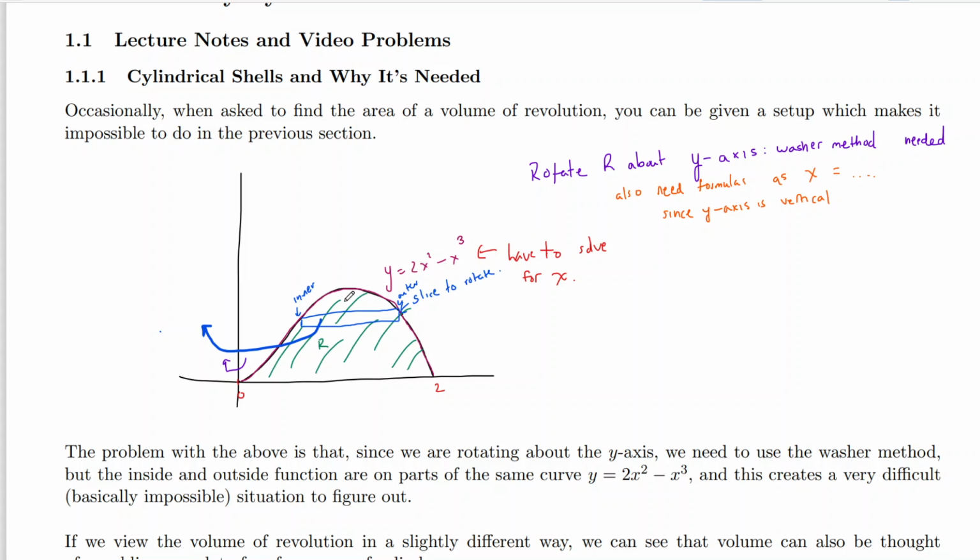And then after that, you would figure out, okay, which one, because you'll get multiple equations for x, which one is the inner one, which one is the outer one. Then we have to set up that entire integral with the washer method. So this is where cylindrical shells comes in, because this is a relatively simple formula. It's not complicated. It's just a polynomial. We should be able to do it.